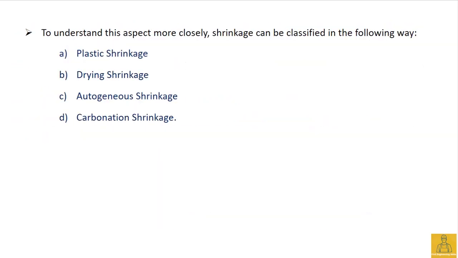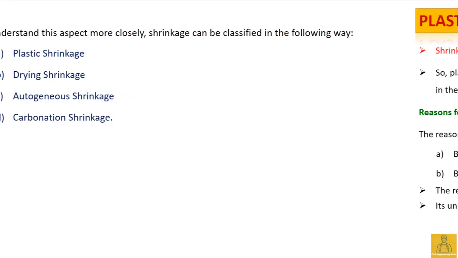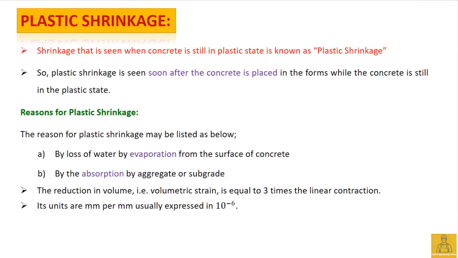So let's start with the different types of shrinkage. There are four types of shrinkage that are seen in concrete: plastic shrinkage, drying shrinkage, autogenous shrinkage, and carbonation shrinkage. Let us go into each one of these shrinkages. So the first one is plastic shrinkage.